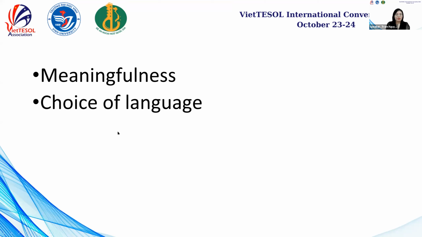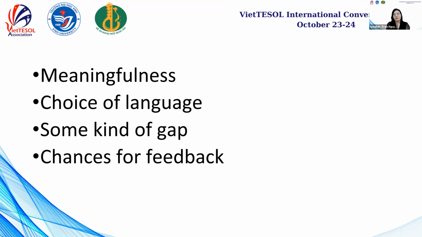The next one, for me, I think it's very important. That is some kind of gaps. A gap is the difference between two things. We'll talk about gaps later because this is so important in language tasks. And the last one for me is the chances for feedback, because when they get feedback, they are going to be motivated as well, and they can have a chance to correct themselves in the future so that their accuracy can be bettered.